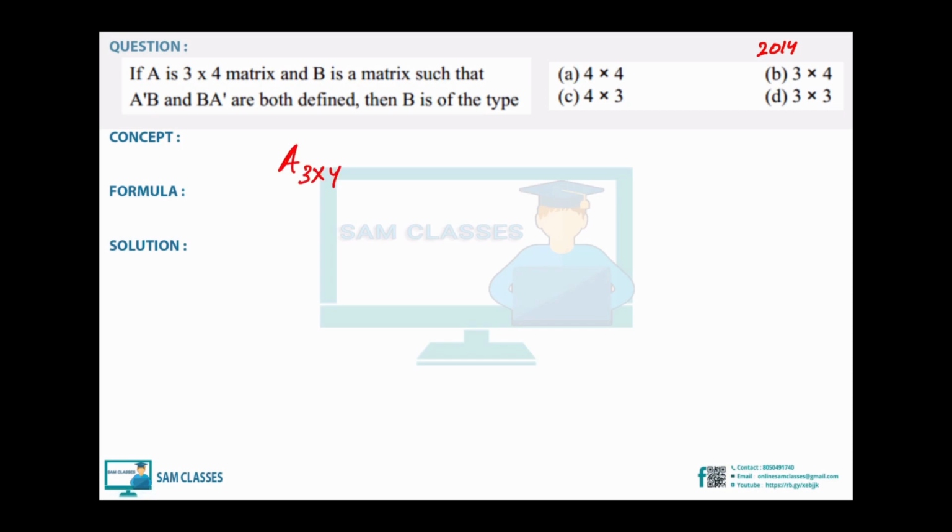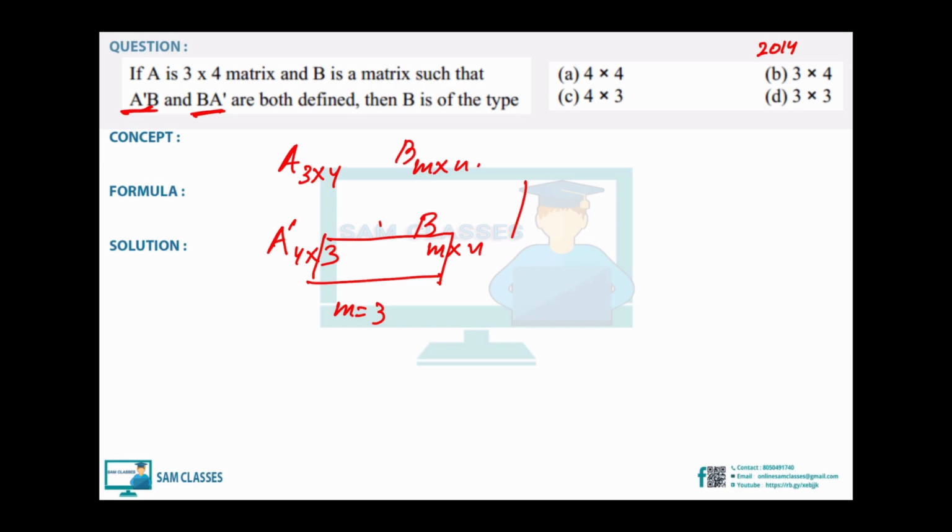They have given A matrix as 3 cross 4. B matrix we don't know, so let's take M cross N. Now they're telling that A dash B and B dash is defined. Defined here means multiplication is possible. A transpose means 4 cross 3, and B is M cross N. By the multiplication law, column of first is equal to row of second. Directly we got M equal to 3, student.